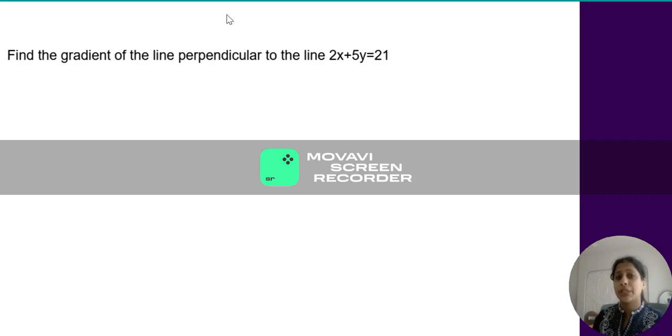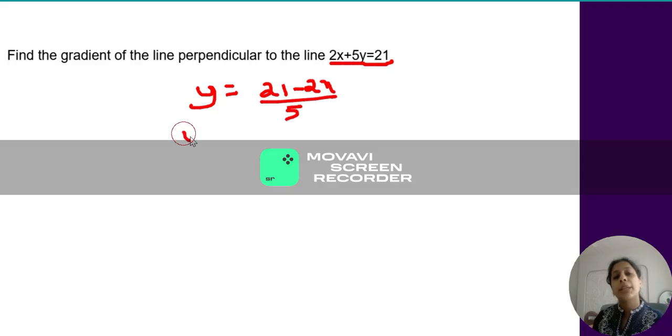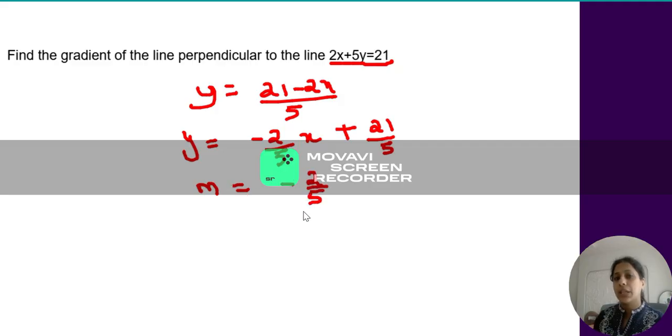Let's take an example and try solving it. Find the gradient of the line which is perpendicular to the given line. For the given line, again, making y the subject, you get y is equal to (21 minus 2x) upon 5. Separating out the denominators, you get minus 2 by 5 x plus 21 by 5. So the gradient of the given line is minus 2 by 5.